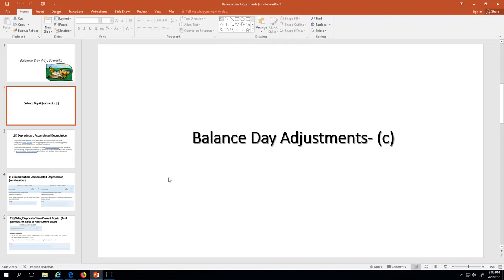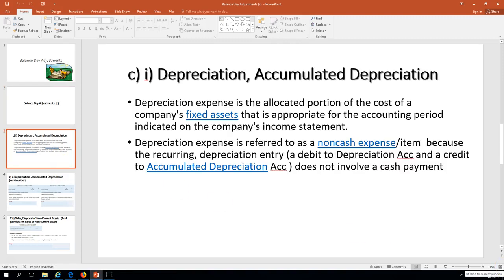Phew, a relief, right? Okay, let's look at Part C here. What we need to learn is what is depreciation and accumulated depreciation. Depreciation happens to non-current assets. What happens is the cost of the fixed asset is allocated throughout the useful life of the fixed asset, and it will be recorded as an expense in the company's income statement.